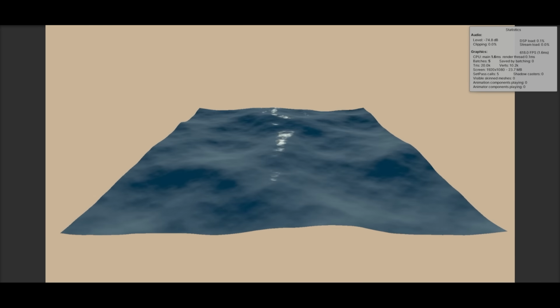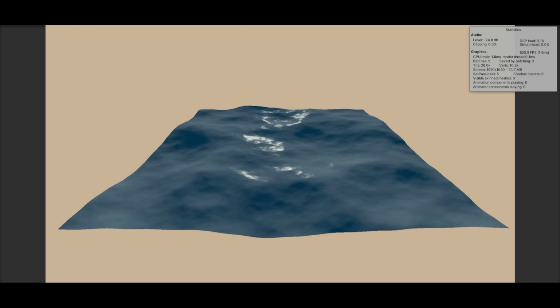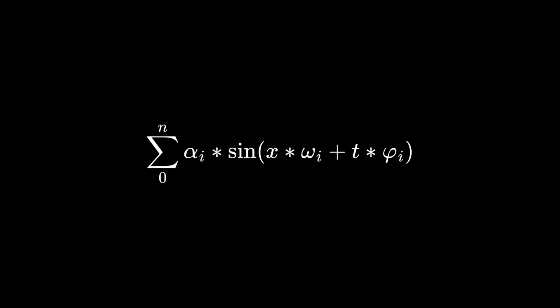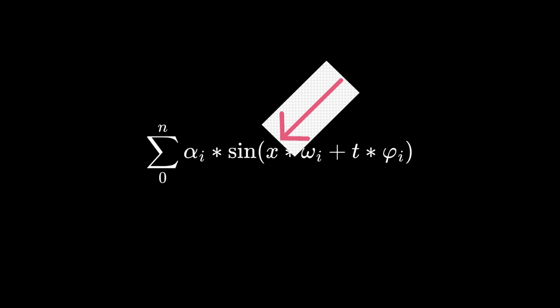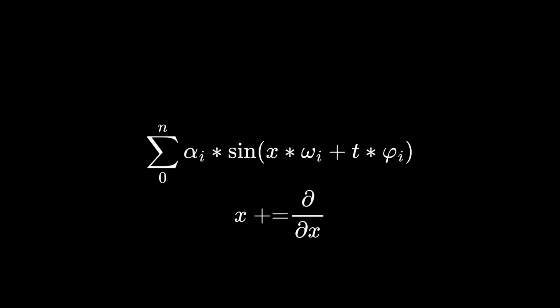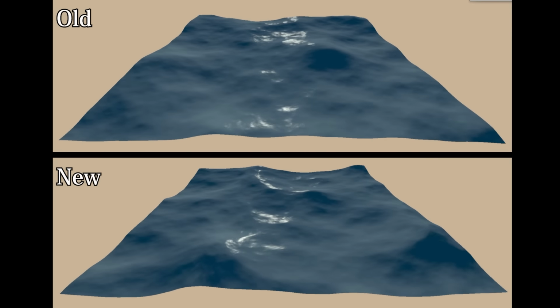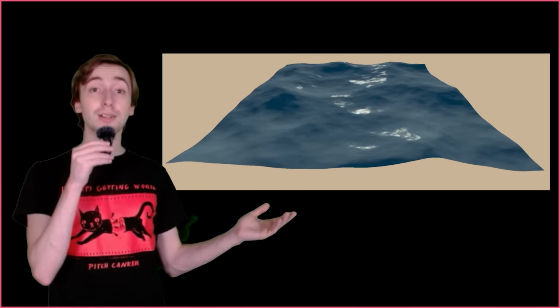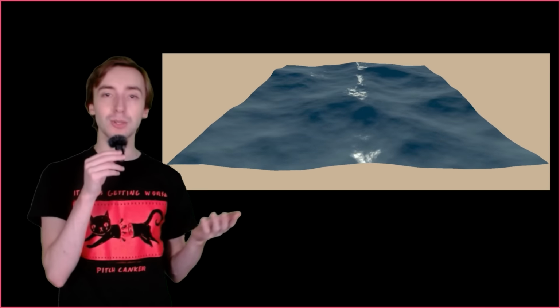Anyways, the last thing we can do to improve our water animation is something called domain warping. While we're summing our waves, we can push the position we are sampling our wave at by the derivative of the previous wave. That way, it's almost like the waves are pushing each other around. It's a very simple change, but it makes a huge difference. Our water asset is finished. Now, it's time to make it look cool.